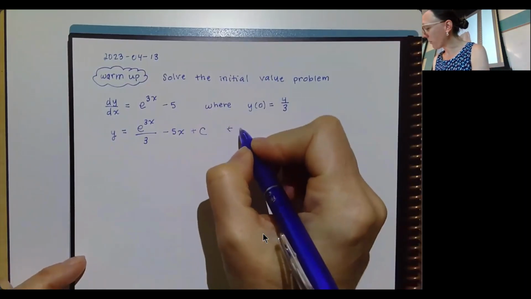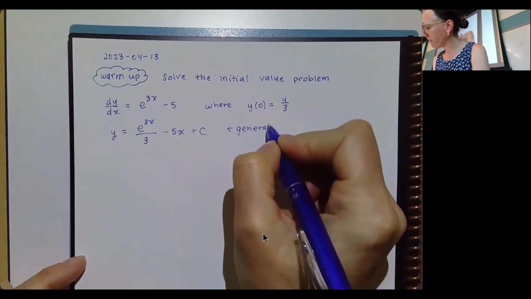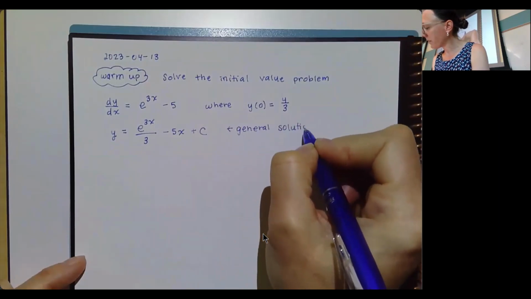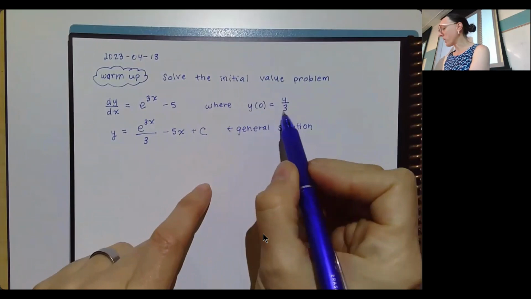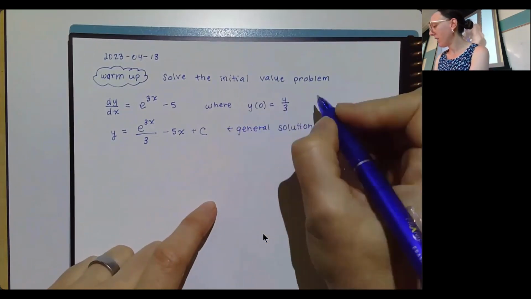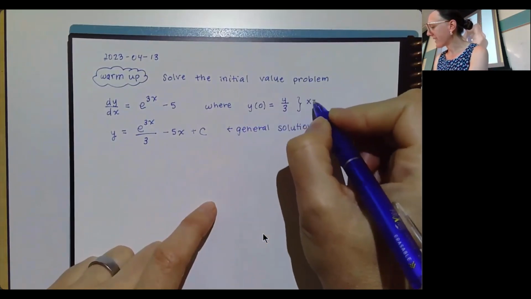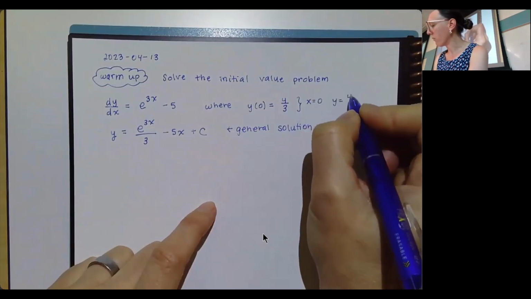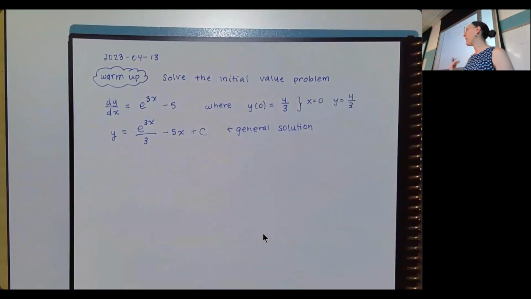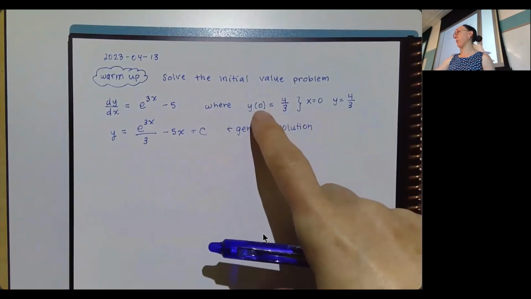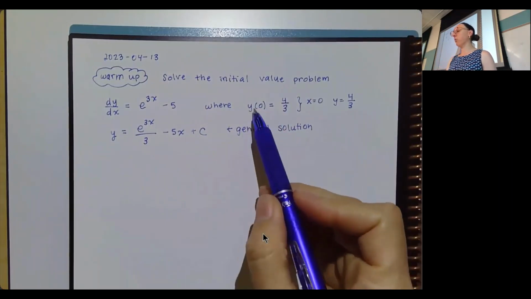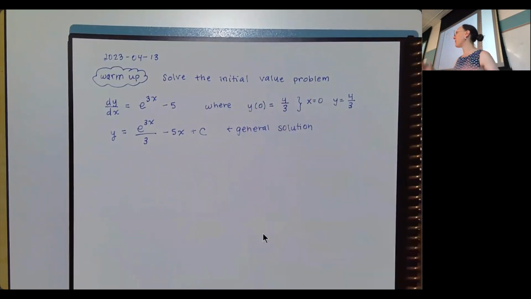That's sometimes what we refer to as a general solution. And then when I go ahead and solve that initial value problem, that's going to give us our particular solution. So this notation tells me that when x is 0, the y value should be 4/3. By the way, we call it an initial condition regardless of whether the x value in there is 0. So I could have said y of 1 is equal to 4/3, and we would still call that the initial condition.